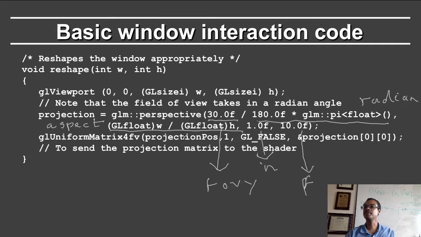projection pos is the position in the shader of the location of the projection matrix. One says that we are passing only one matrix. This command can actually be used to pass multiple matrices. GL_FALSE just says we're not going to transpose the matrix. And finally, we give it the location of the projection matrix, which is just a pointer to the first entry. And as noted in this comment, this is to send the projection matrix to the shader.